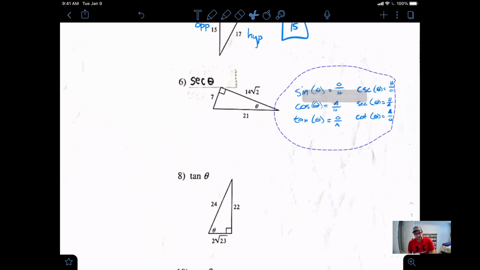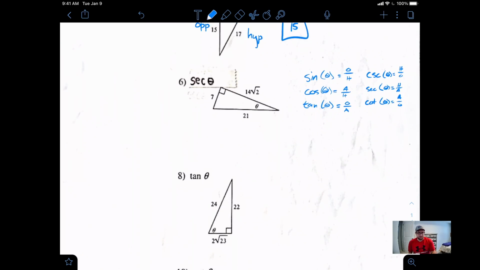For my next problem down here, we're being asked for secant of theta. Secant is the hypotenuse over the adjacent. This is the hypotenuse because it's across from the right angle. Across from angle theta is always your opposite side, which means this is your adjacent side. So when I do secant, it's the hypotenuse over the adjacent. This would be 21 over 14 square roots of 2.